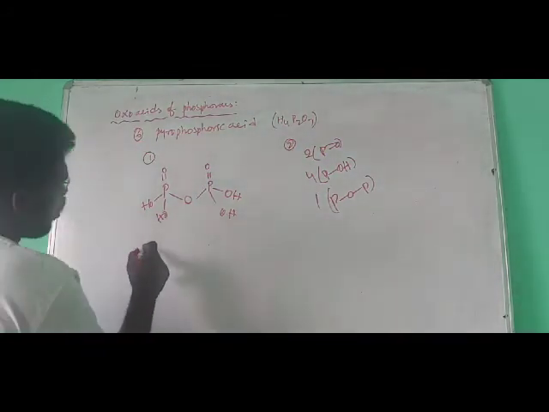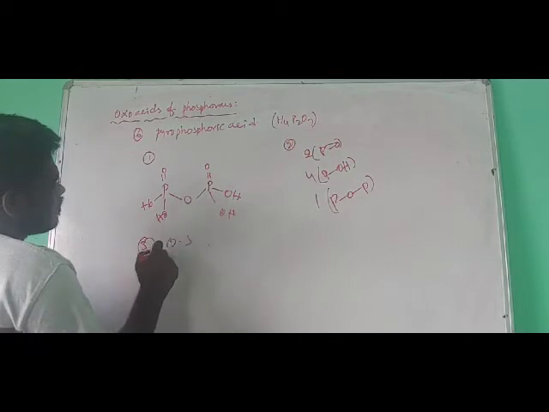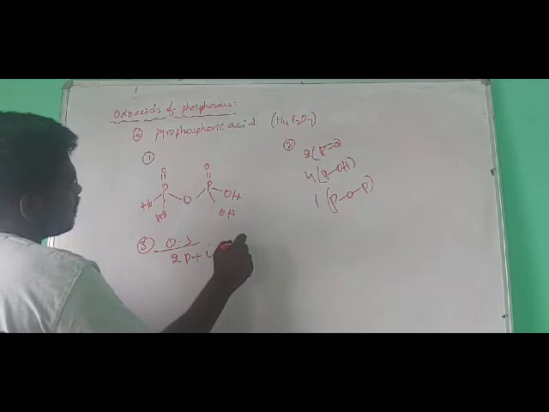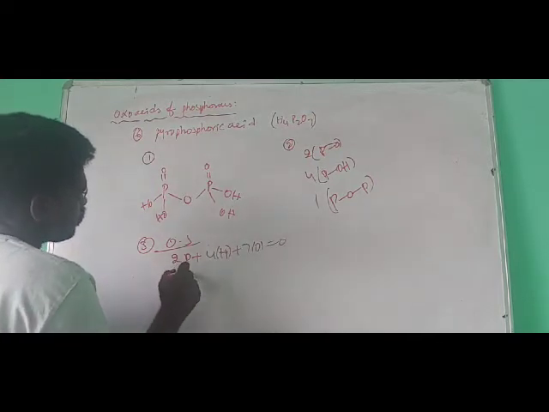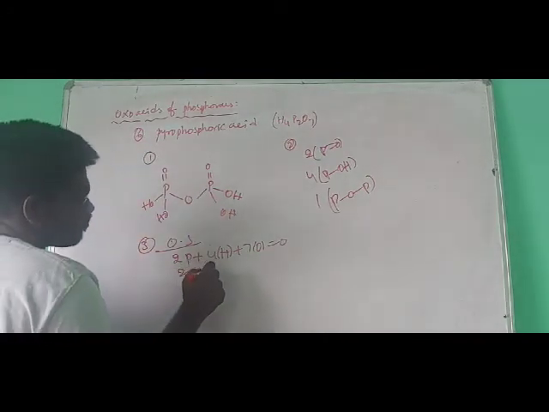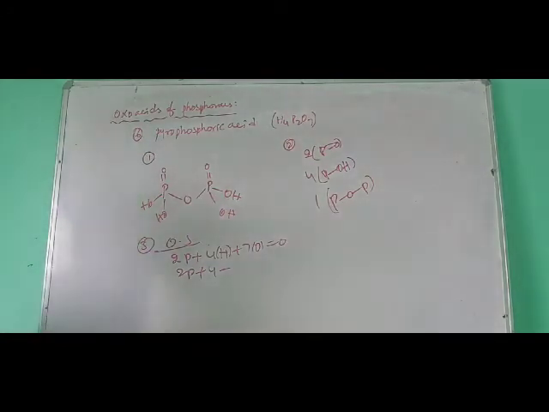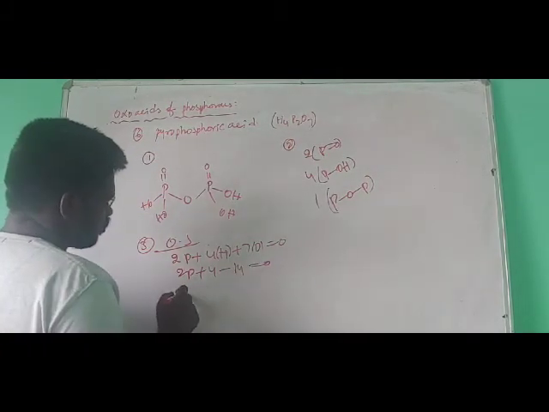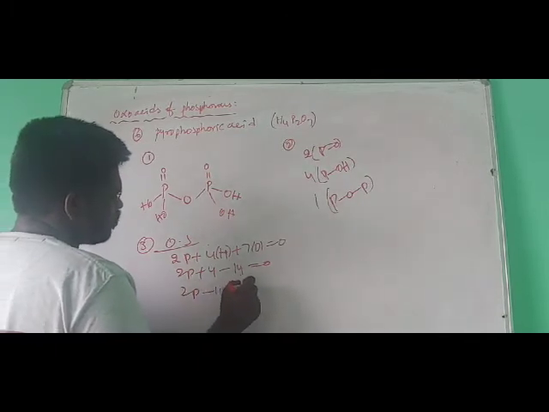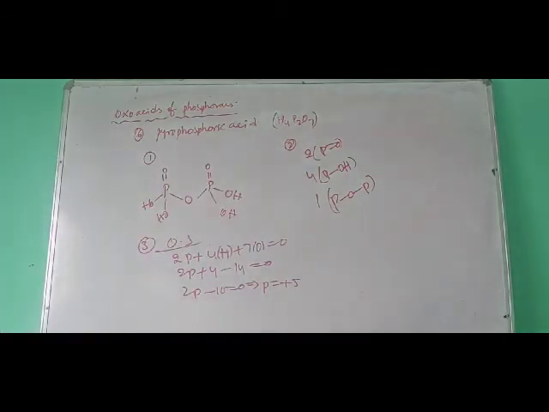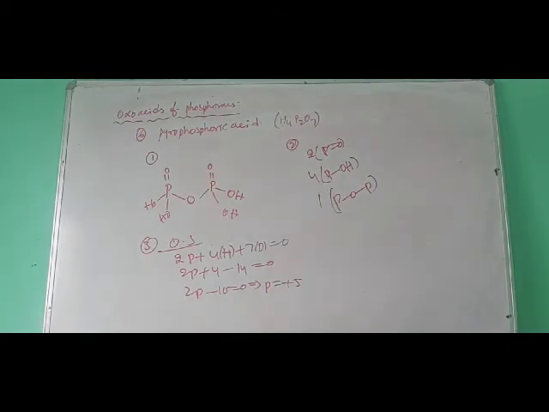And the next one, oxidation state. Third one, oxidation state. 2 phosphorus atoms present, and 4 hydrogen atoms present, and 7 oxygen atoms present. So 2P plus 4 hydrogen atoms. Hydrogen has plus 1 oxidation state. 4 into plus 1, 4. And the next one, oxygen has minus 2 oxidation state. 7 into minus 2 will be minus 14, equal to 0. So 2P minus 10 equal to 0. That implies P equal to plus 5. So here each phosphorus atom in this molecule has plus 5 oxidation state.